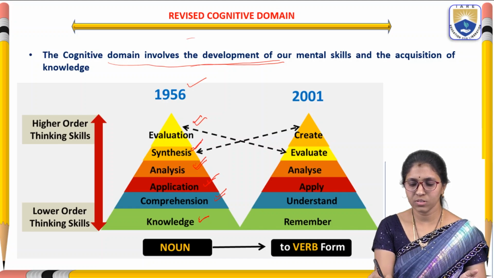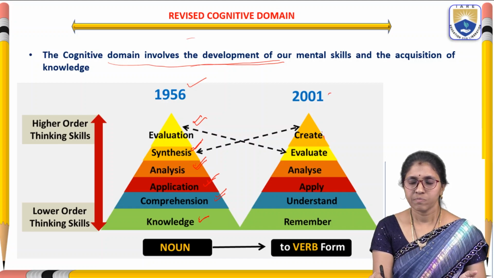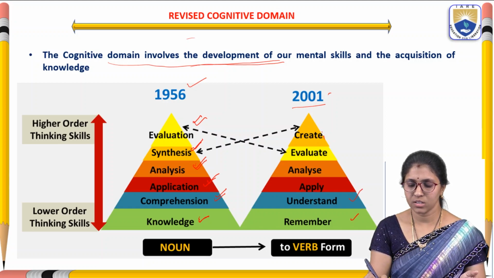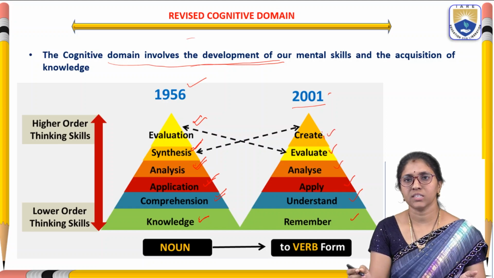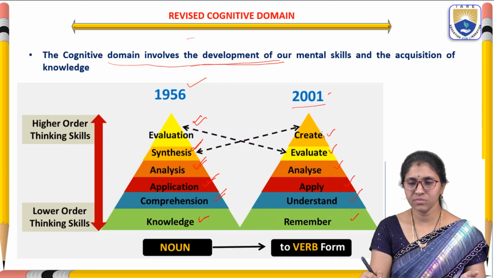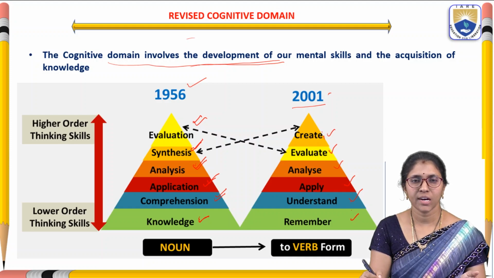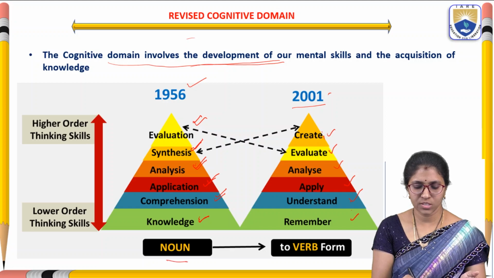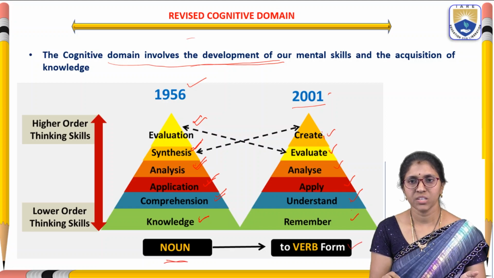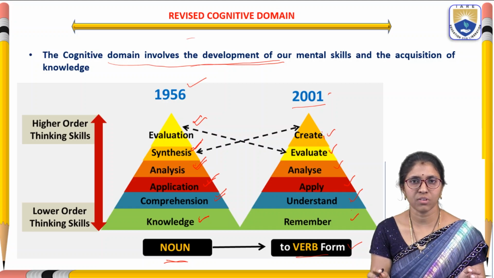In 2001, some changes took place. The stages became: remember, understand, apply, analyze, evaluate and create. Earlier the stages were in noun form, and now they are in verb form. The noun to verb form was changed in 2001.